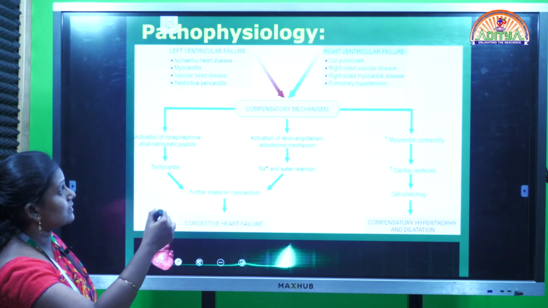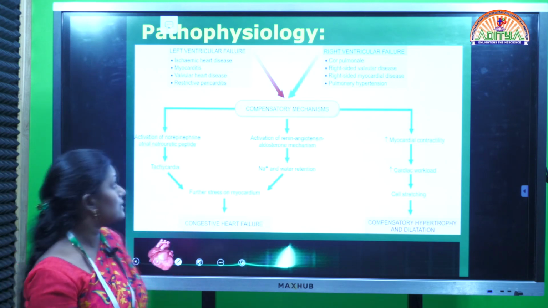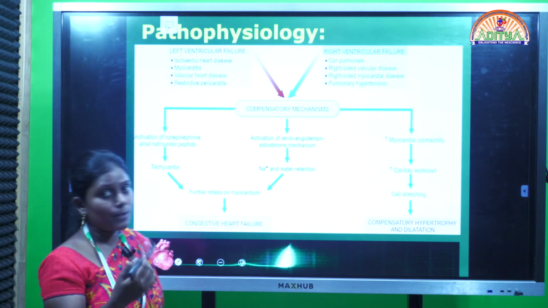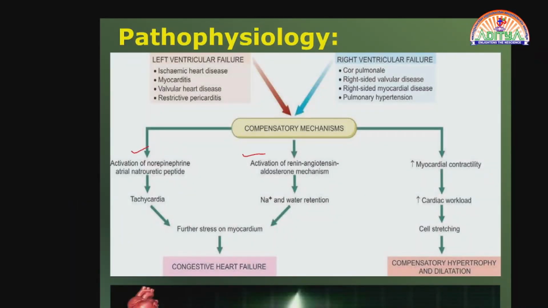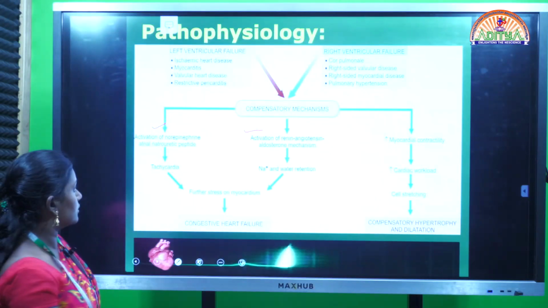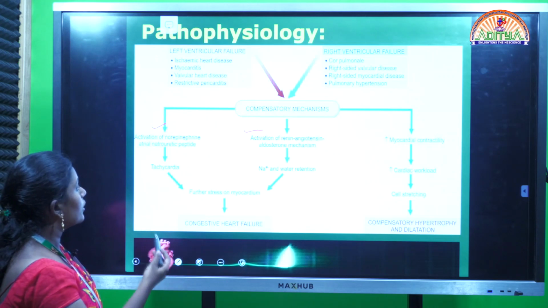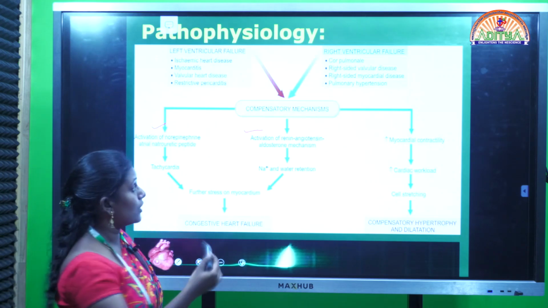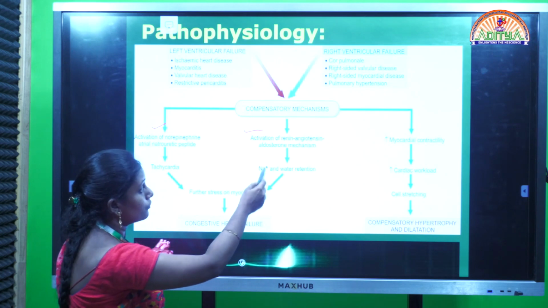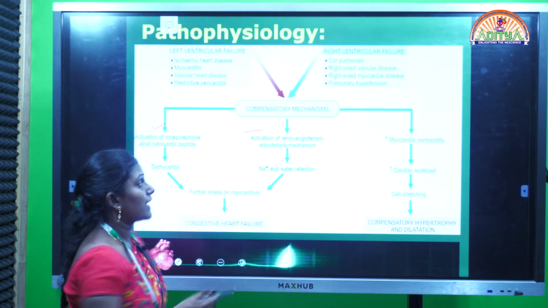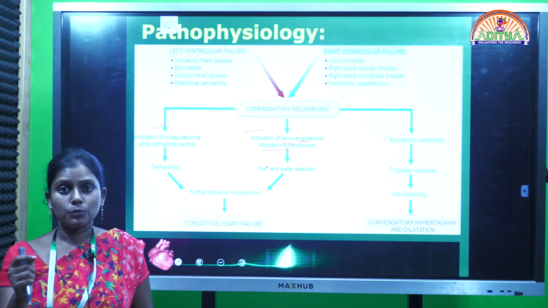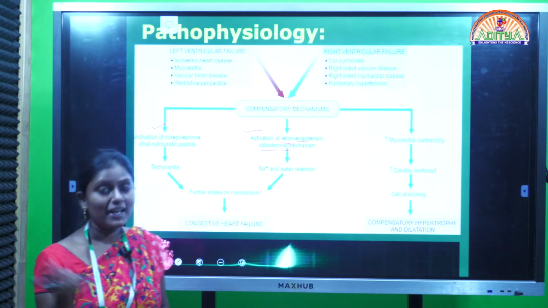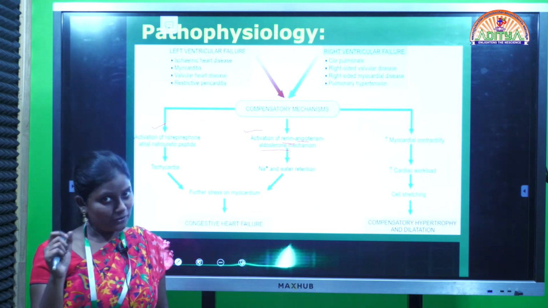These conditions, failure of the left and right ventricles, may lead to some compensatory mechanisms. Just remember these two things here. These two mechanisms will occur. First one is activation of norepinephrine, whereas in the other case there is activation of the renin, angiotensin, aldosterone mechanism. As we know, the renin, angiotensin, aldosterone system is mainly involved in regulation of blood pressure and at the same time balancing of electrolytes in the body.